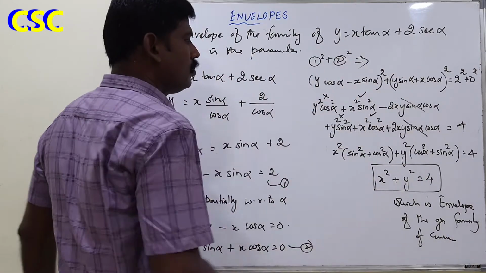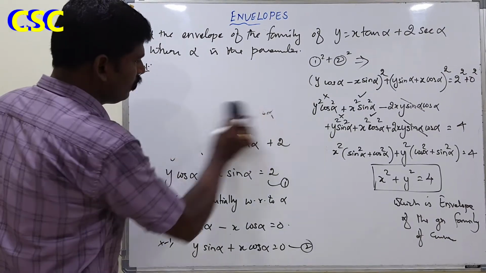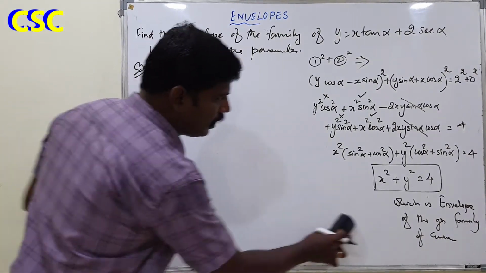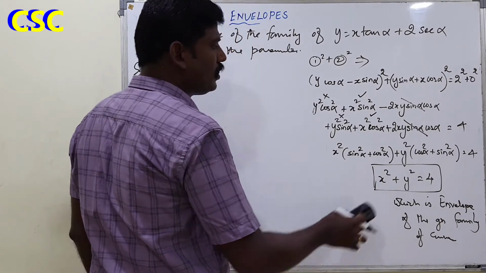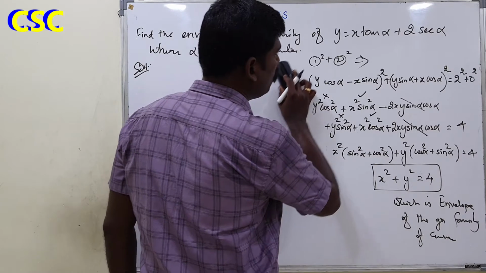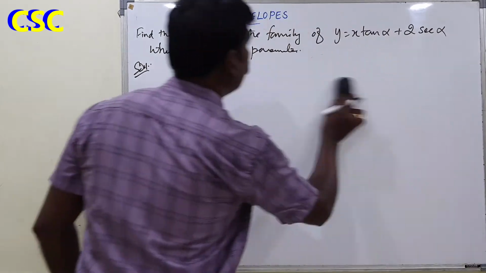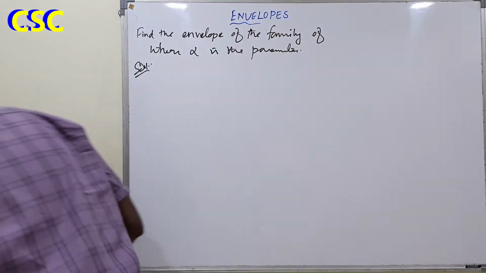So this is the envelope of the given family of curves. That's all. This is the equation of a straight line with center. This is the equation of the circle centered at the origin having radius 2, isn't it? Standard form of circle. Okay, same like that. Next one.